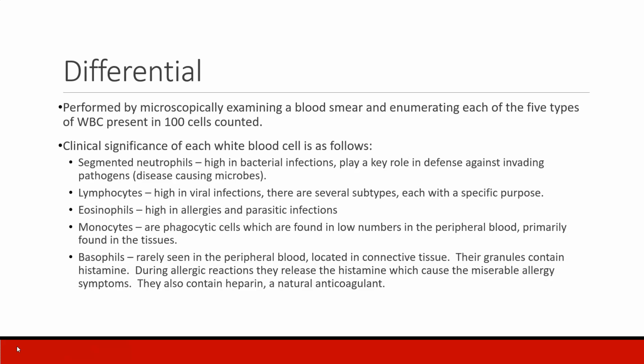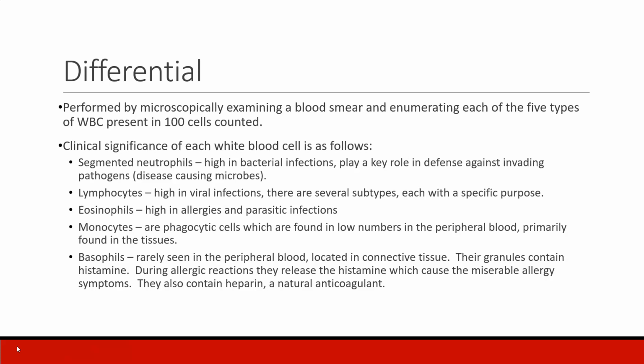Monocytes are also a type of phagocytic cell. They're really found in very low numbers in the peripheral blood. Their primary job is in the tissues. So let's say the microbe escapes and gets into your tissues. Well, here's another line of defense for you to try and overcome that infection.